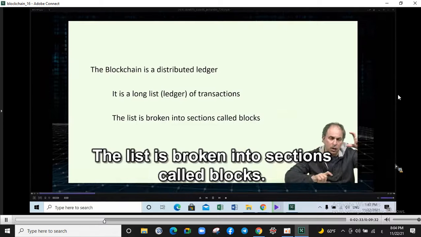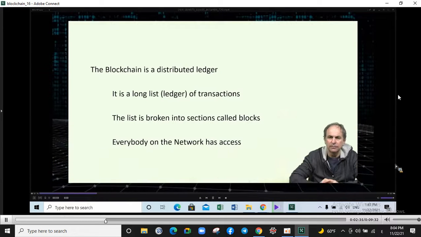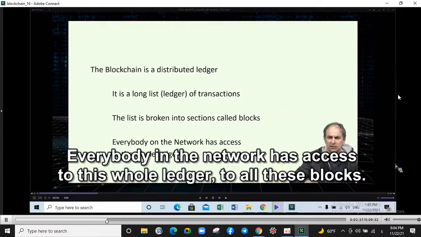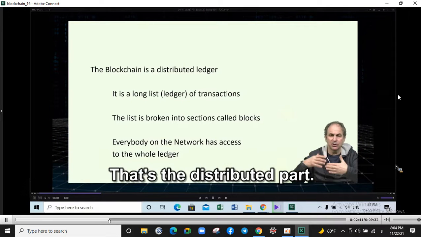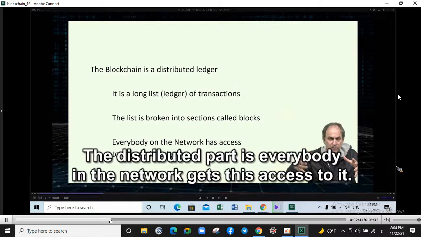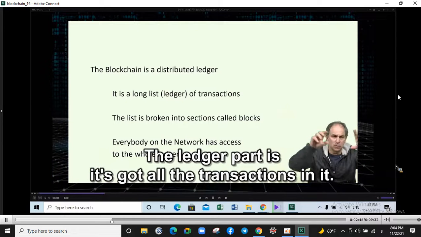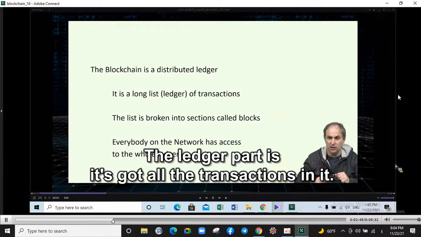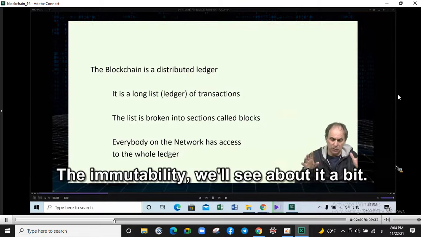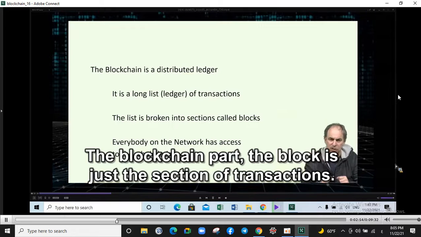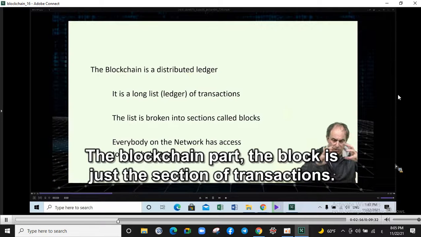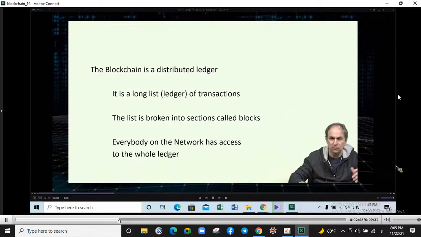Okay? And everybody in the network has access to this whole ledger, to all these blocks. Okay? So that's the distributed part. The distributed part is everybody in the network gets access to it. The ledger part has got all the transactions in it. And the immutability we'll see about in a bit. The blockchain part, the block is just the section of transactions. Okay, so that's all the words we're thinking about.